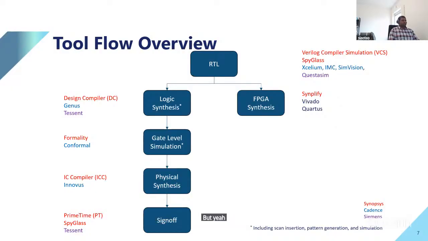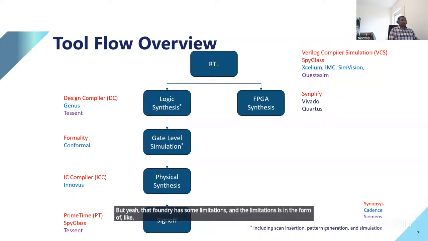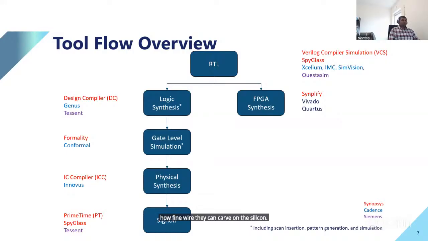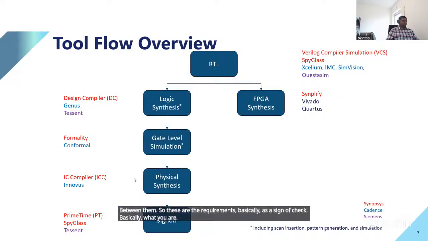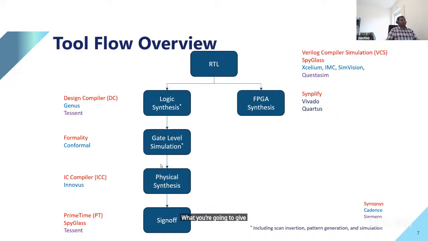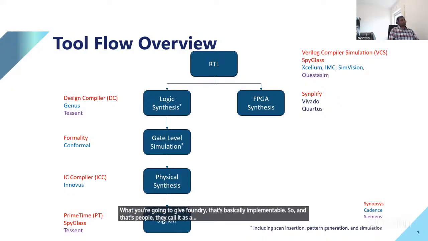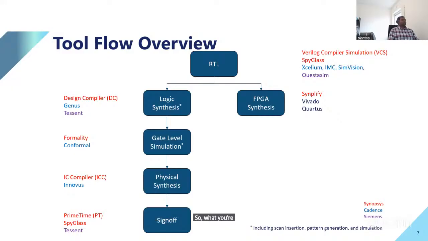But that foundry has some limitations, in the form of how fine a wire they can carve on the silicon. If there are two wires, how these two wires should be placed, how much distance you should maintain between them. So these are the requirements basically as a sign-off check. Basically, what you're going to give the foundry has to be implementable. People call it DFM, design for manufacturability. So what you're designing is manufacturable. You can actually manufacture it.